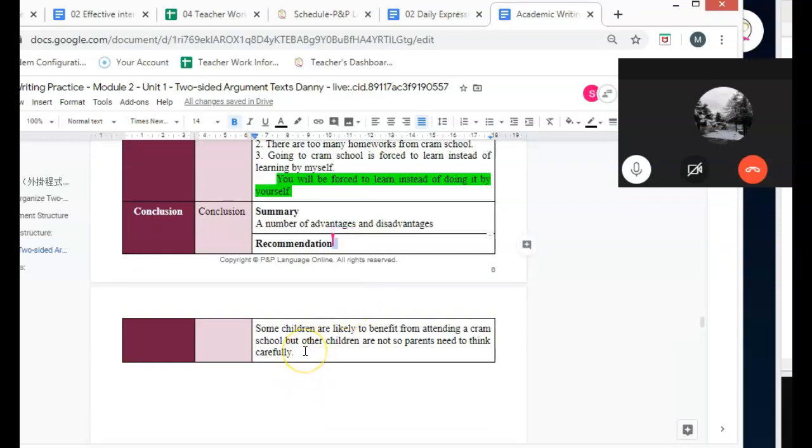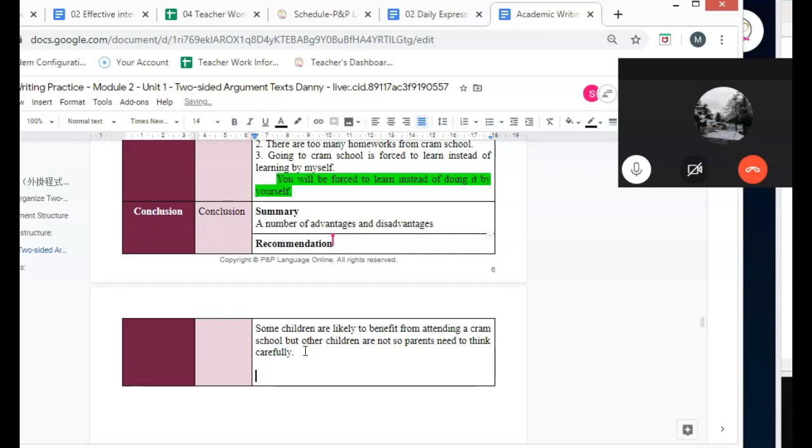Some children, please read. Some children are likely to benefit from attending a cram school, where other children are not. So, parents need to think carefully. So, what is your recommendation since you experienced going to cram school? If I would like to go to cram school, what can you recommend me? Now, please put your answer. Okay.